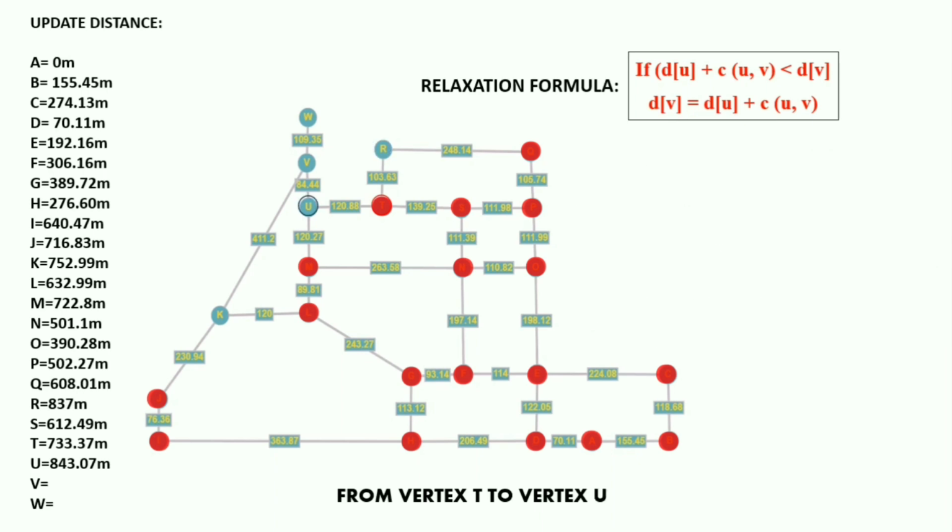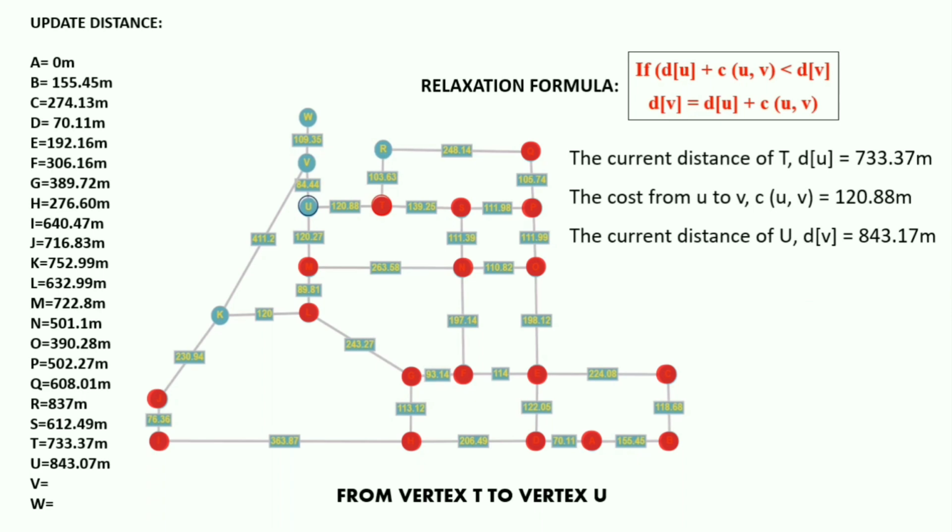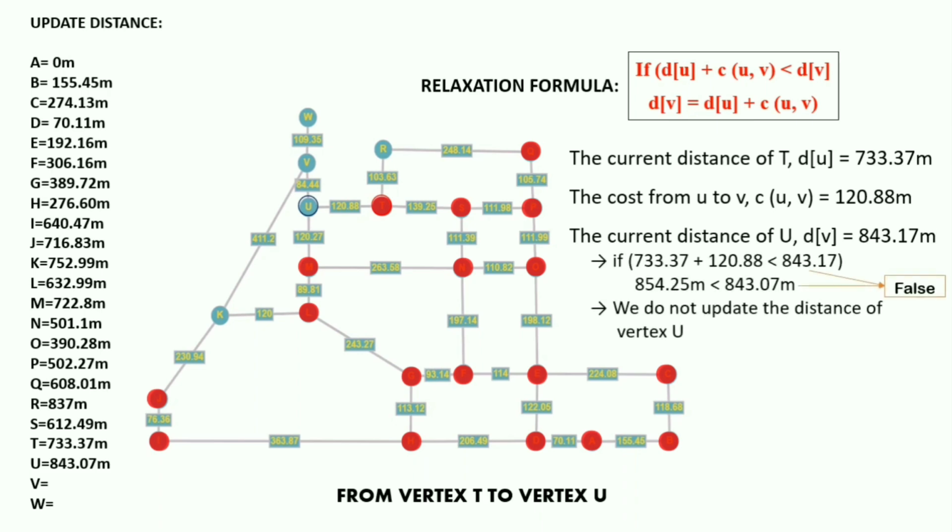Next, from vertex T to vertex U, the current distance of T is 733.37 meter, while the cost from T to U is 120.88 meter, and the current distance of U is 843.17 meter. So this is the condition. It is false, so we do not update the distance of vertex U.